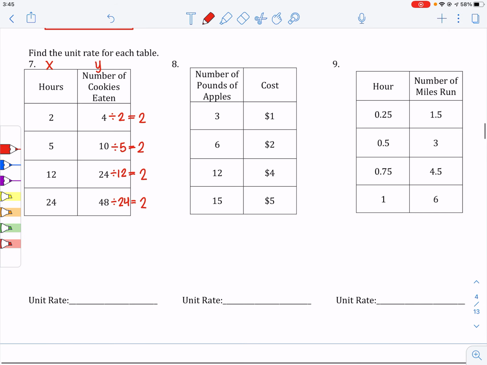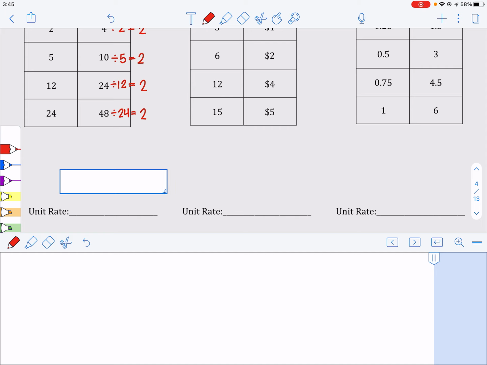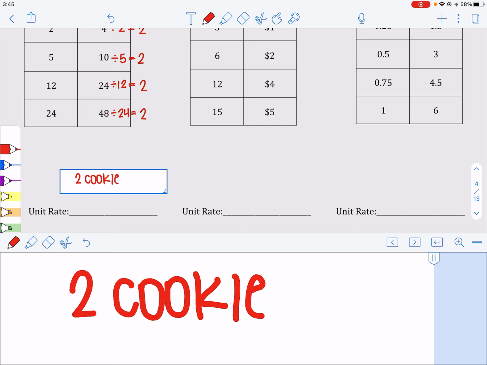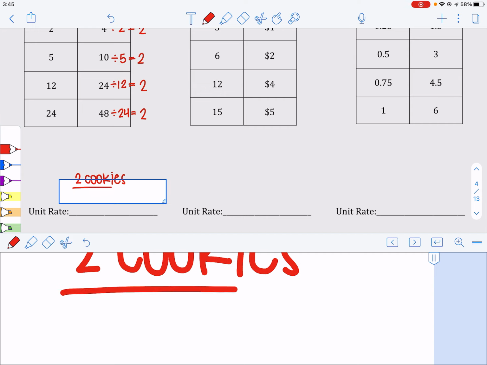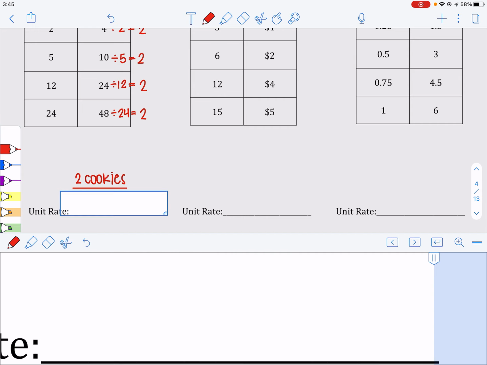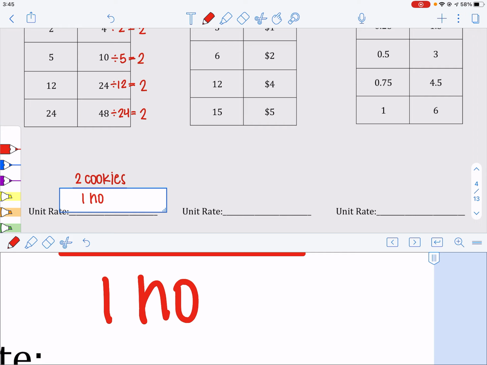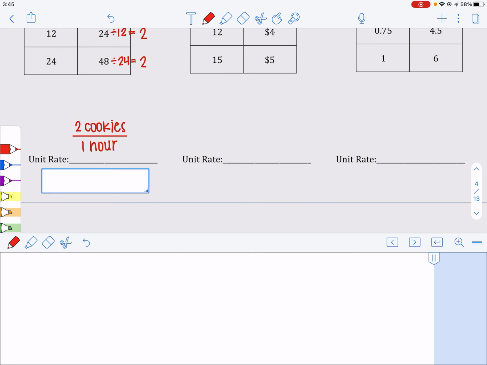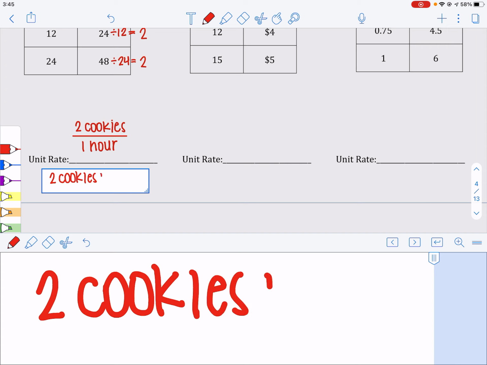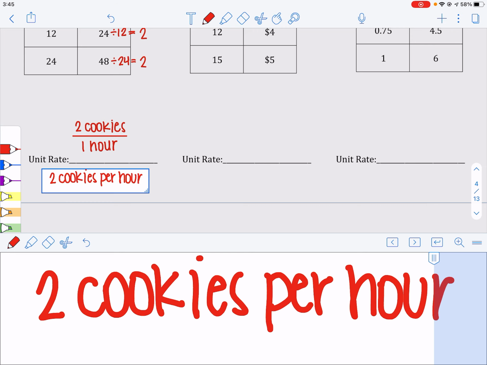So I'm going to say 2 cookies over 1 hour. Or you could say 2 cookies per hour. Either of these are fine.